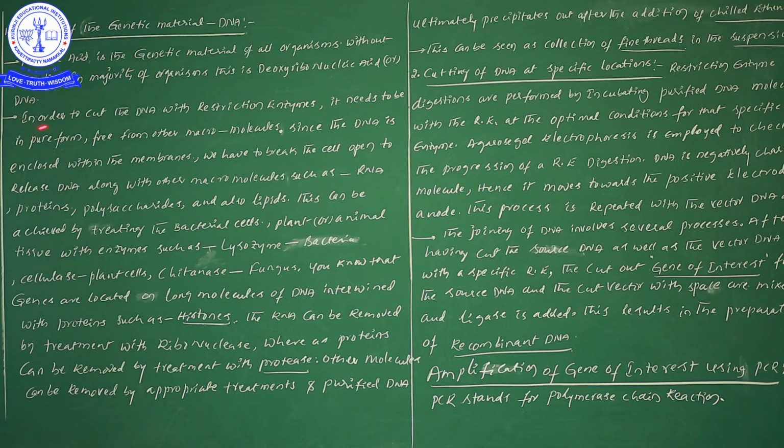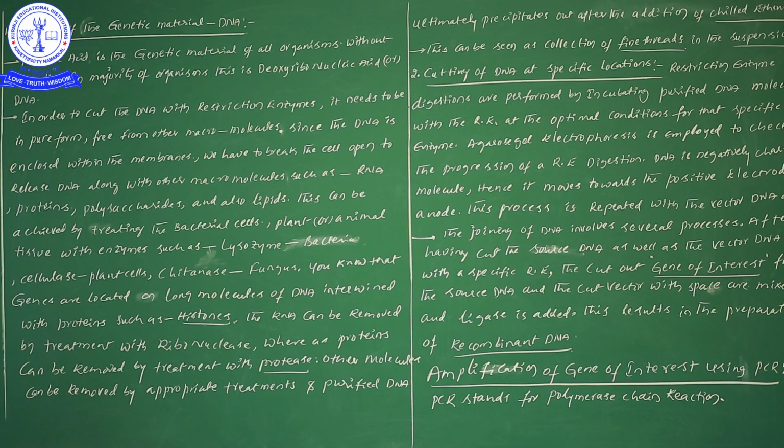Now, in order to cut the DNA with restriction enzymes, it needs to be in pure form. If you would like to cut DNA with restriction enzymes, definitely only DNA you have to take. We should not take RNA or other kinds of macromolecules. Definitely a pure form of DNA is required.